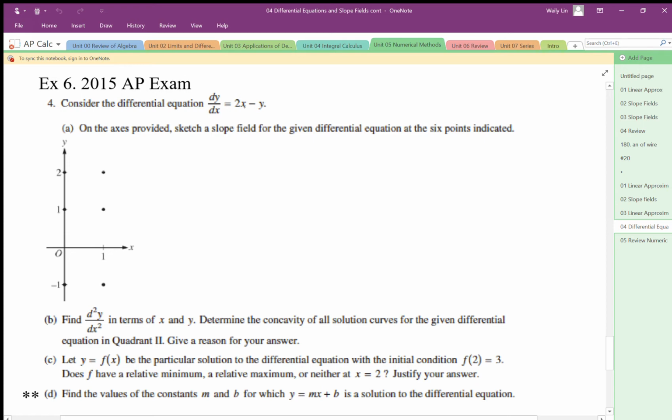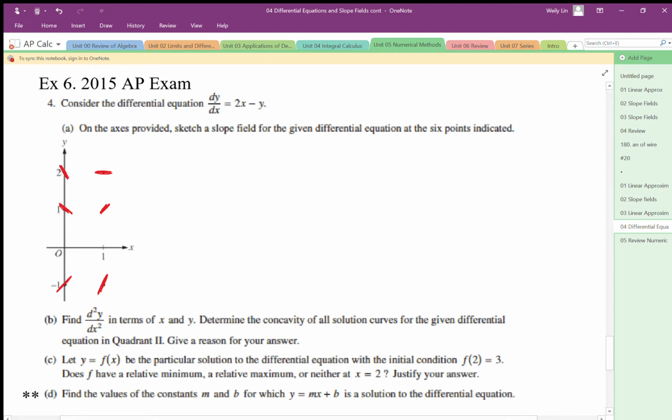So when x is 1, y is 2, we get a slope of 0. When x is 1, y is 1, we get a slope of 1. When x is 1, y is negative 1, we get a slope of positive 3. We have points here, x is 0, y is 2, so we get a slope of negative 2. x is 0, y is 1, we get a slope of negative 1. Here we have a slope of positive 1. So there's our slope field for those 6 points indicated.